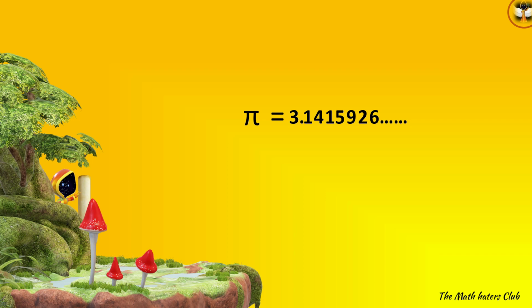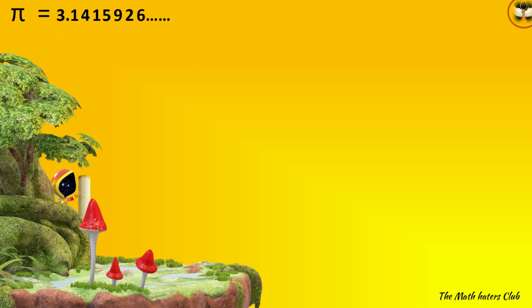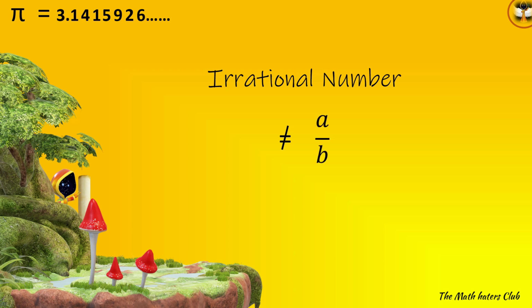Let's see what this is. These kinds of numbers which don't end are called irrational numbers. An irrational number cannot be written in terms of a by b. You guys may have a doubt: pi can be written as 22 by 7, then how are you telling me pi is an irrational number? Okay, relax, I'll tell you why it is so.